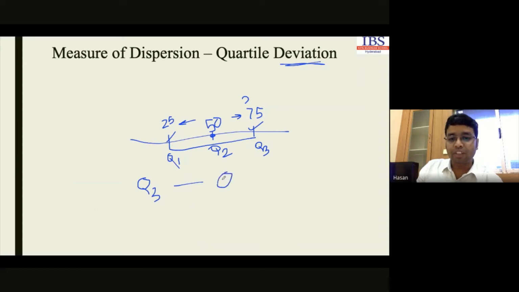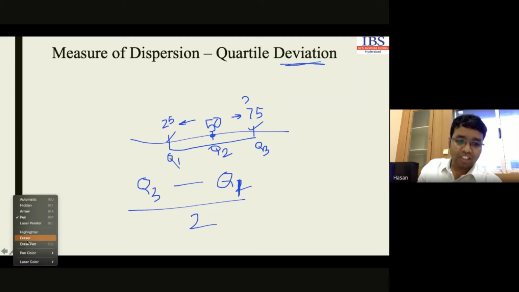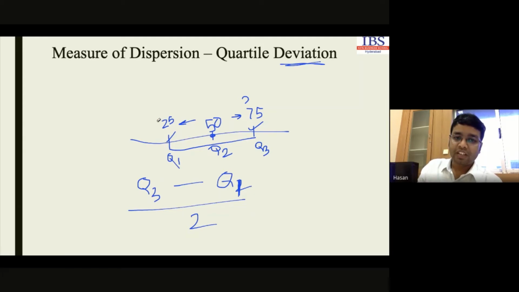And if we talk about the quartile deviation, then we'll have to divide this by 2. That means if we divide this by 2, then it defines the quartile deviation. So this is the concept here, quartile deviation. Now the question is how to decide the quartile, how to decide the data quartile. So I have already explained the quartile deviation.